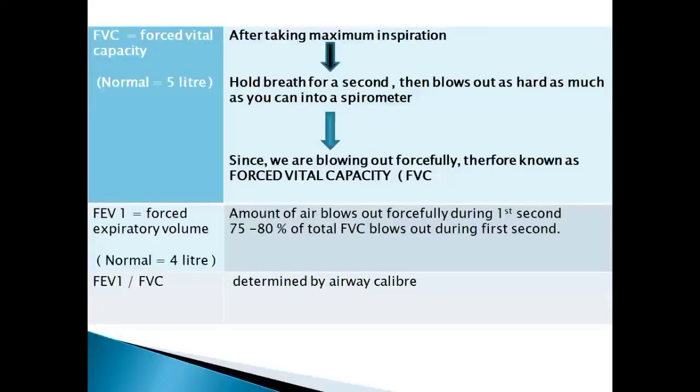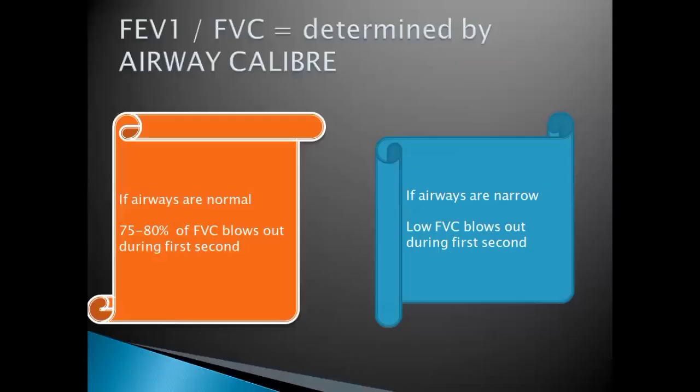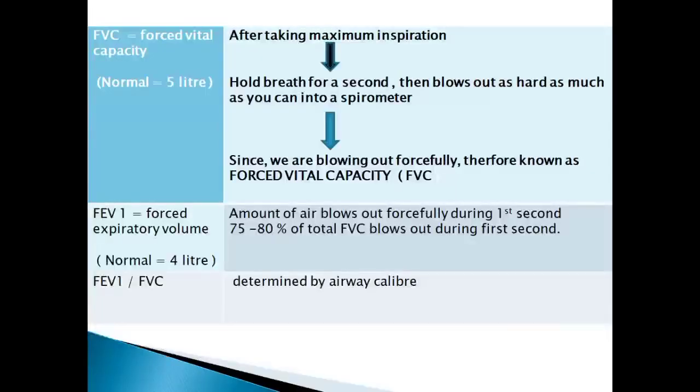So what is forced vital capacity? So what is vital capacity? Vital capacity is the maximum amount of air a person can expel from the lungs after maximum inhalation. When this maximum amount of air a person can expel is expelled forcefully, this is forced vital capacity. When we are doing it forcefully.